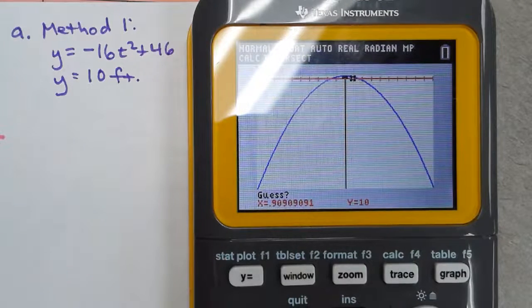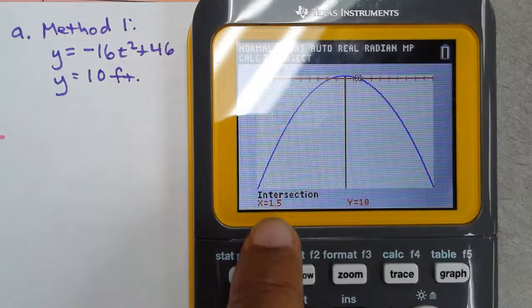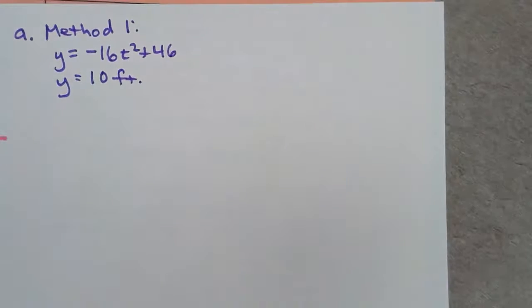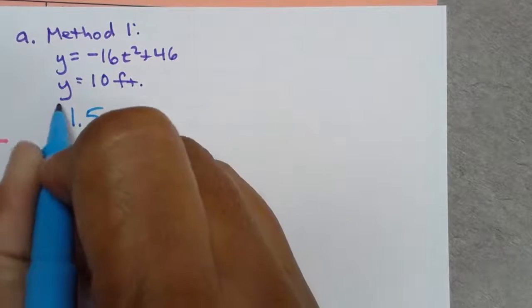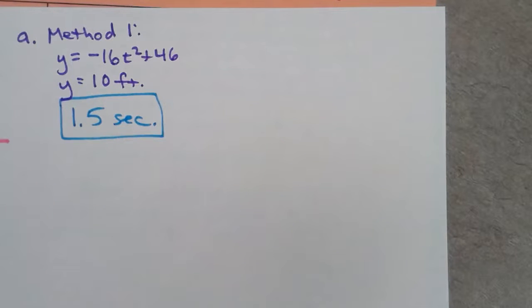It says guess. Yes, I want it to guess. What is that answer? Hit enter one more time. And the x value, which is your time, is 1.5. So the time that it's going to take is 1.5 seconds. All right, that's one method.